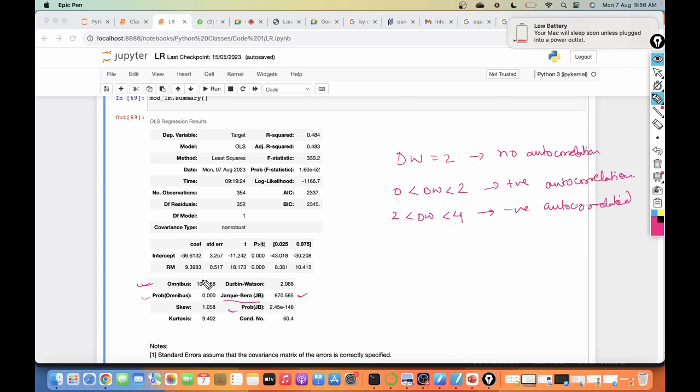Okay, now the condition number. This condition number is basically used to check multicollinearity. It tells us about the multicollinearity. What is multicollinearity? It means the relationship between the two independent variables. Okay, I hope I'm clear to you all till now.